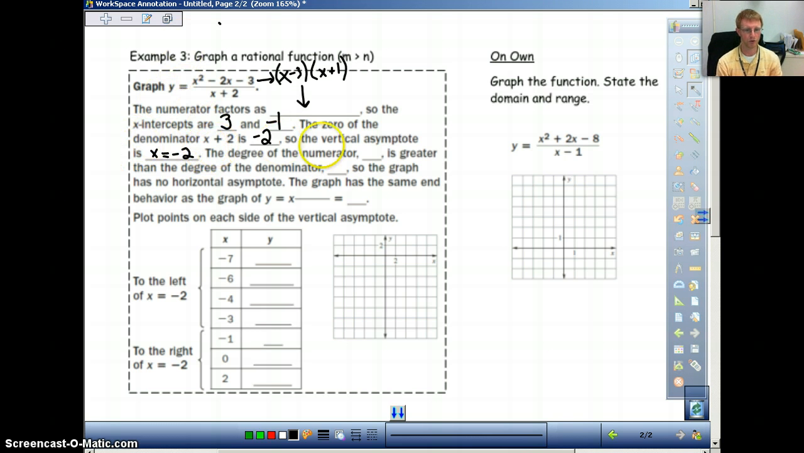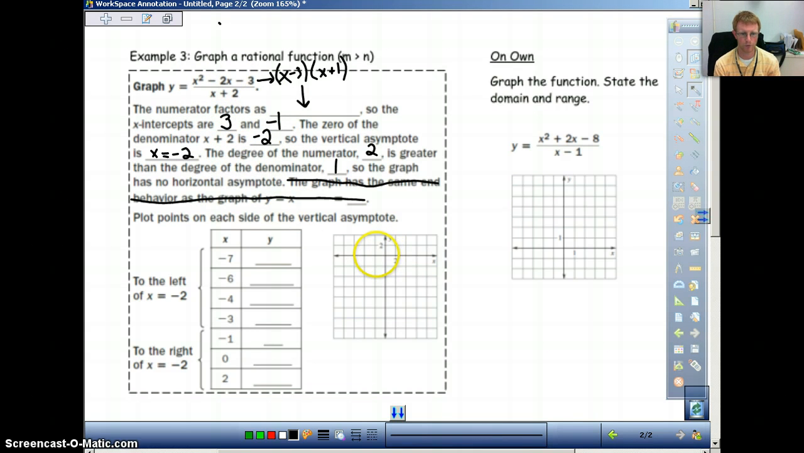Okay, now the degree of the numerator, as we said, is 2, and that's greater than the degree of the denominator, which is 1. So the graph has no horizontal asymptote. Again, that goes back to our rules. If the top has a higher degree than the bottom, we have no horizontal asymptote. So this part we're not going to worry about. It says the graph has the same end behavior. Don't even worry about this. We're not going to talk about end behaviors. While they can be important and useful, I don't want it to get really confusing by doing that. So again, what we're going to do is plot everything we have.